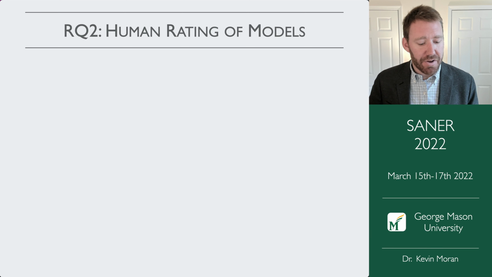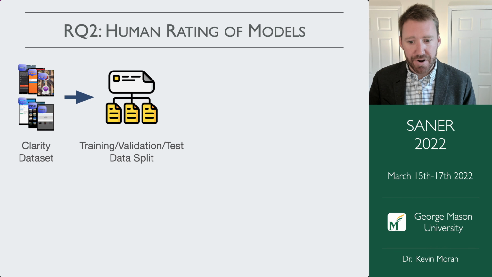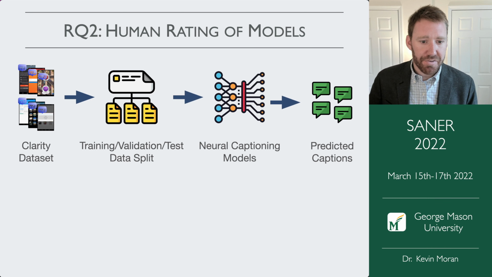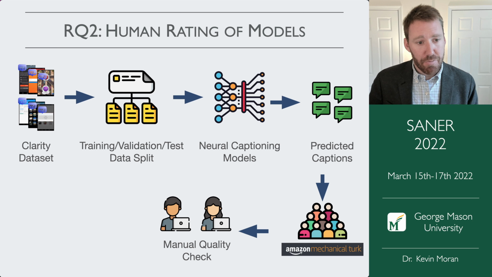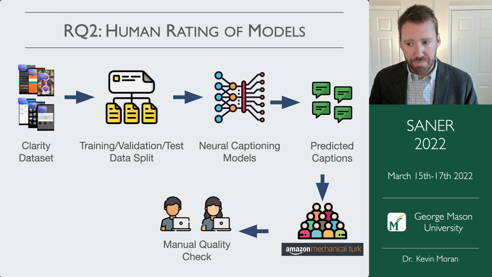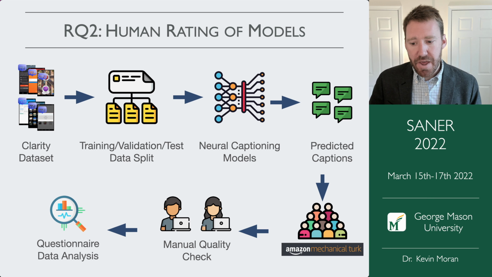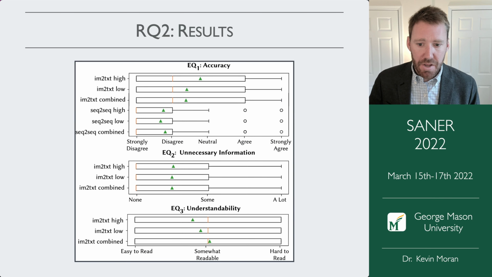So next we wanted to understand, okay, automated reference-based metrics are great, but there's growing skepticism in the machine learning community on their efficacy. So we wanted to actually see, how would humans rate the output of these models? We took our dataset. Again, we did the training, validation, test split, ran them through our models, took the predicted captions, uploaded additional tasks to Amazon Mechanical Turk, went through a manual quality check to remove answers that were incomplete or just not of high quality. And then we analyzed the questions that we asked the Mechanical Turk users about the captions describing different screenshots. So these are the results that we had.